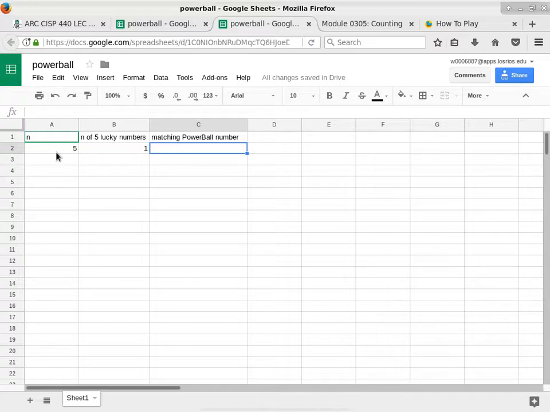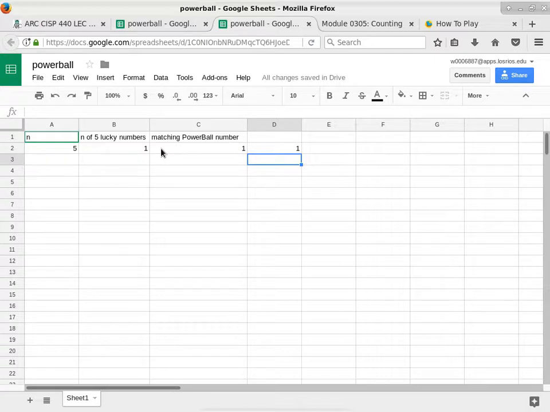If I want to match the Powerball number, how many ways can I match it? There's only one Powerball number, by the way. There's only one way to match it. So when you look at the product of this number times this number, that becomes the number of tickets out of all the unique tickets that can win the jackpot. Is that making any sense? All right.